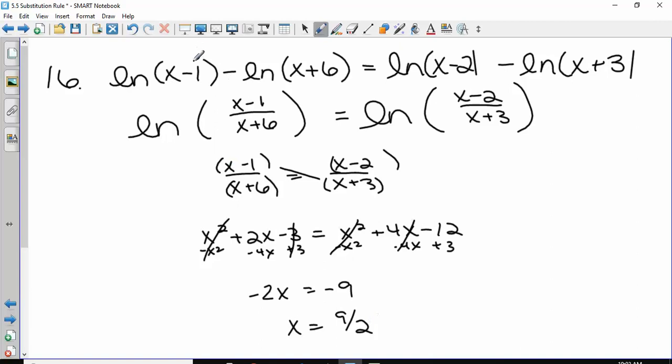Check. 9 halves is like 4.5. 4.5 minus 1, plus 6, minus 2, plus 3. Those are all positive. So that answer works.